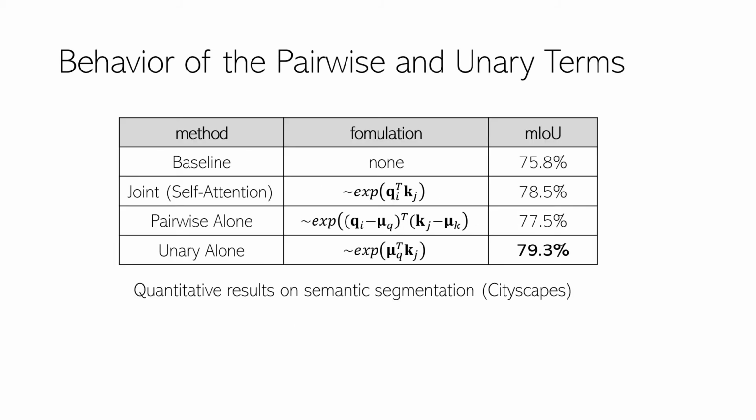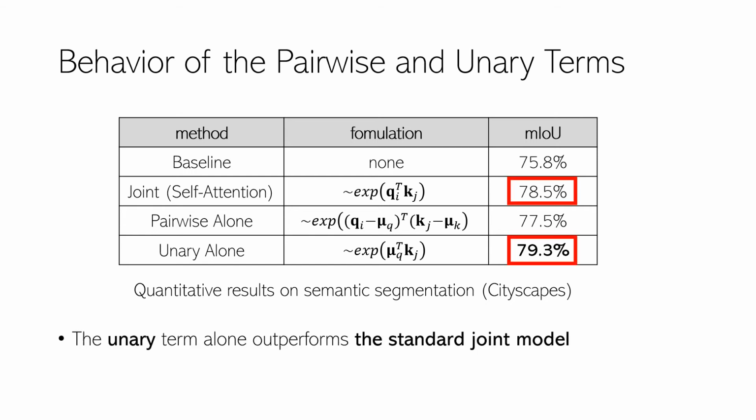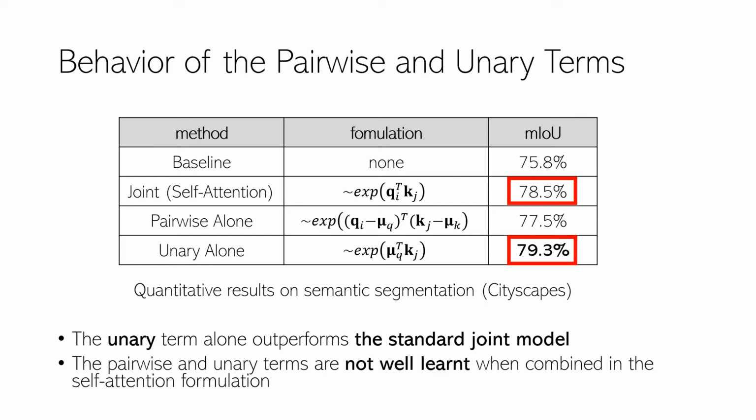We study the behavior of these two terms by learning each term alone. We surprisingly found that the unary term alone performs even better than the standard joint model, which includes both the unary term and the pairwise term. These results also indicate that the pairwise and unary terms are not well learned when combined in the standard self-attention formulation.